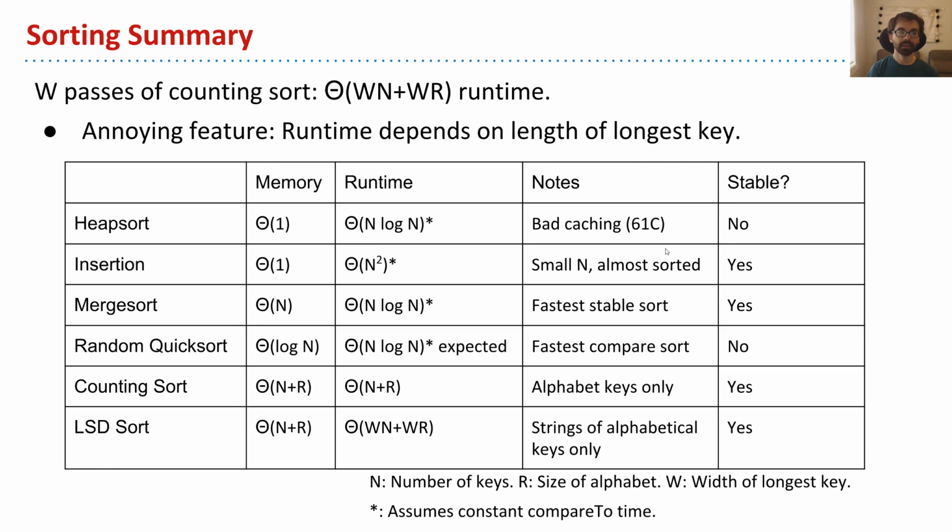All right. So in summary, what we've got now is LSD sort. It takes n plus r memory. It takes wn plus wr runtime. And it has this one annoying feature, which is that if we pad out our keys with these dots, the runtime depends on the length of the longest key.